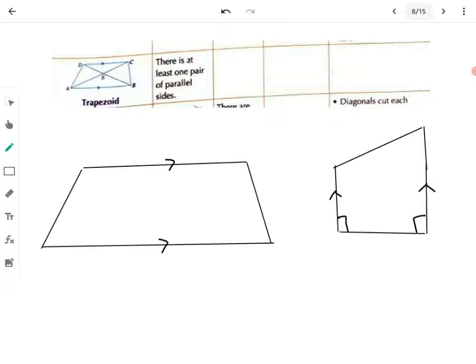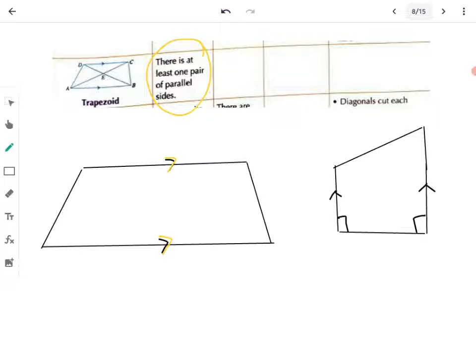Next we have the trapezoid. A trapezoid is a different kind of quadrilateral. It's not like squares, rhombus, parallelogram, and rectangle. All these quadrilaterals somewhat share some properties. Okay, trapezoid is different because there is at least one pair of parallel sides. So the arrowed sides here are the parallel sides.